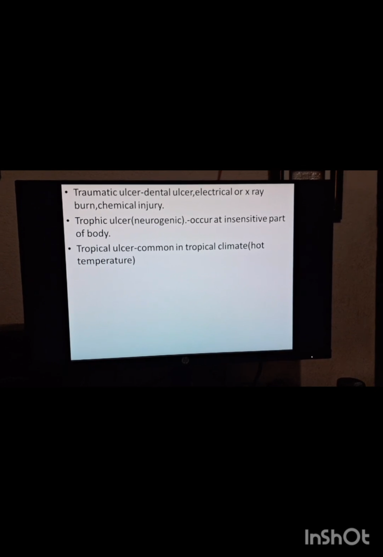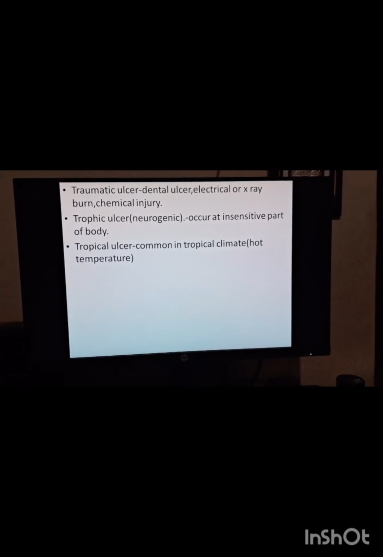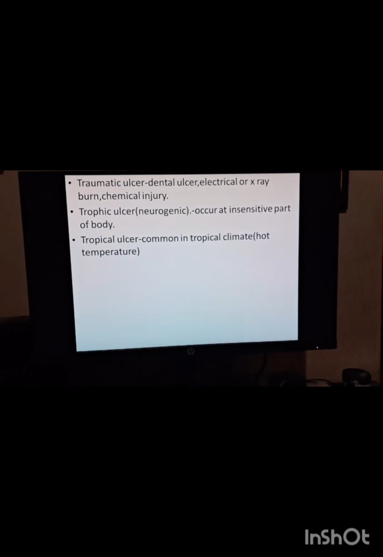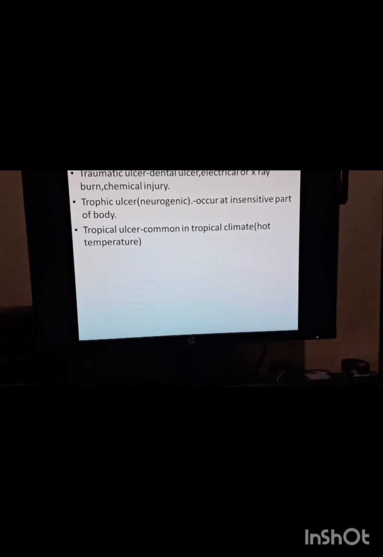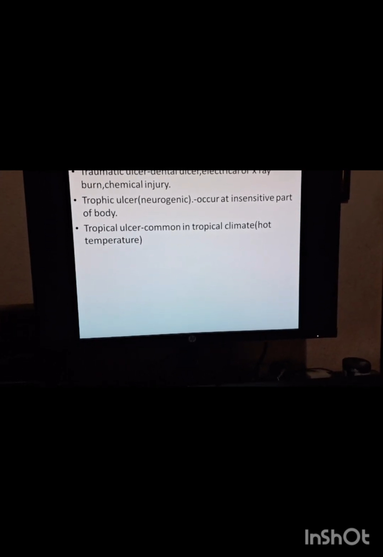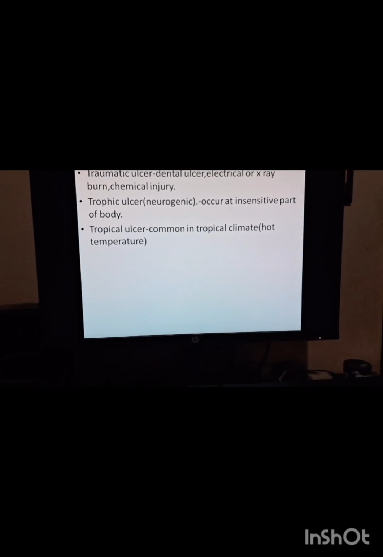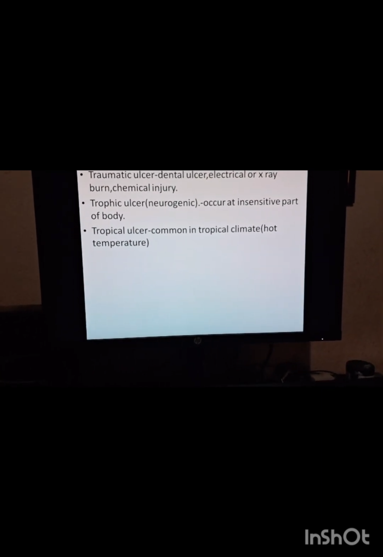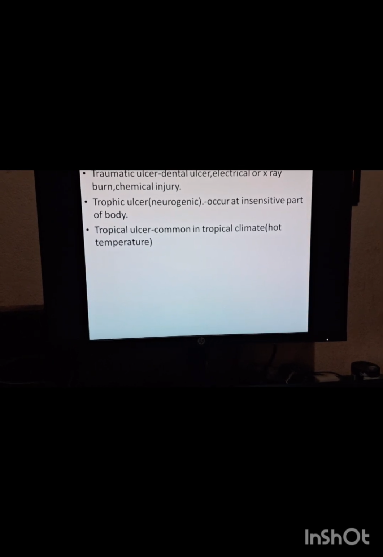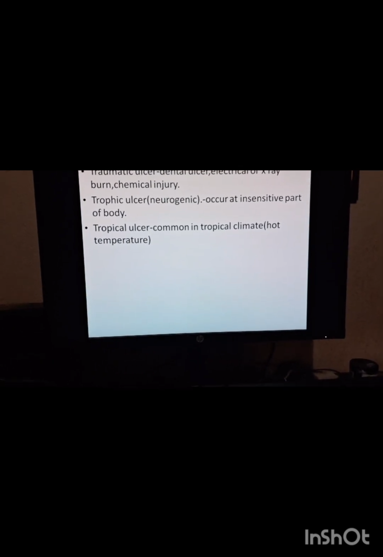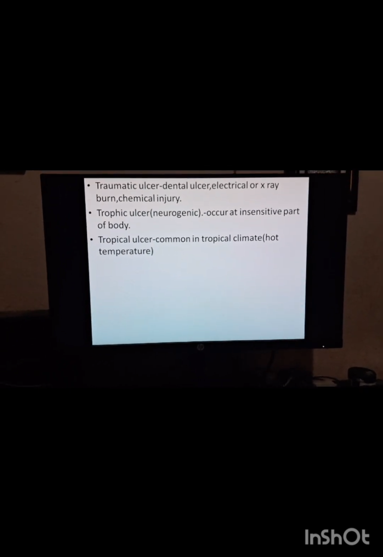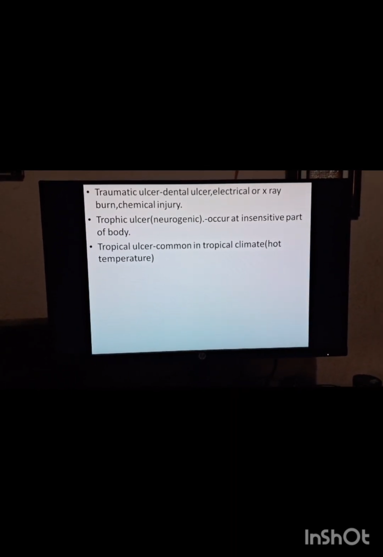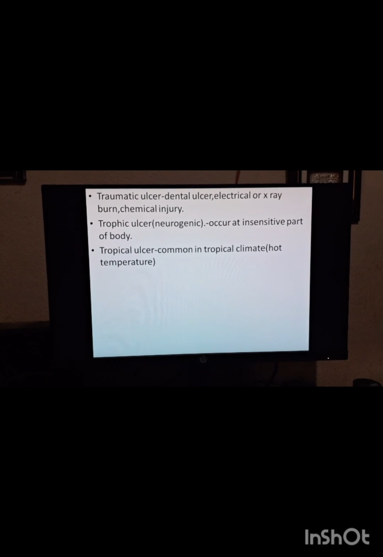Common in tropical climate, hot temperature, where the average temperature is more or less 18 degrees Celsius. These ulcers are very difficult to manage. It may be a non-callous or non-healing type of ulcer. So 3T ulcer: traumatic, trophic, and tropical ulcer.